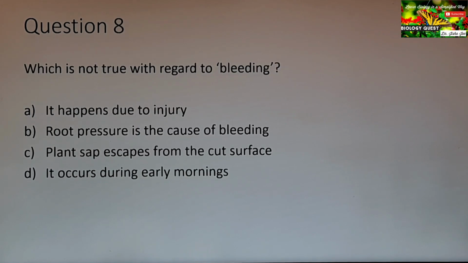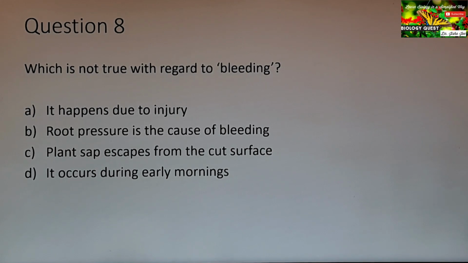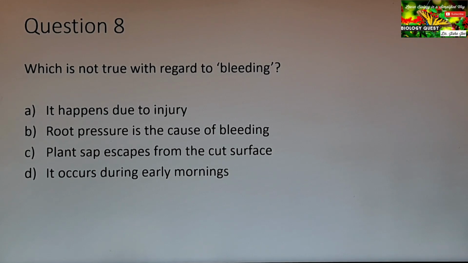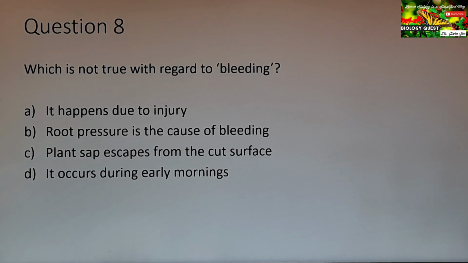Next question, question 8. Which is not true with regard to bleeding? Option A, it happens due to injury. Yes, that is true. Bleeding occurs when the plant gets injured. Root pressure is the cause of bleeding. Yes, that is also true. C, plant sap escapes from the cut surface. That is also true because bleeding occurs when there is an injury or cut. So that option is also true.